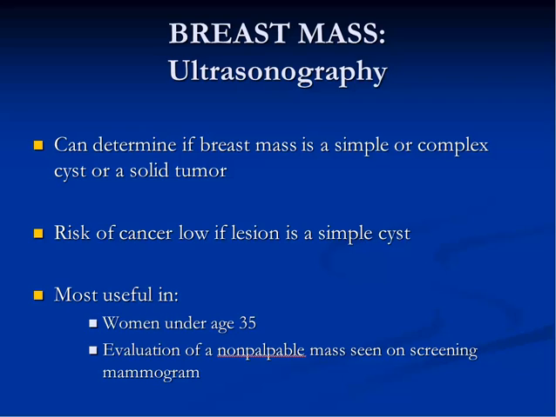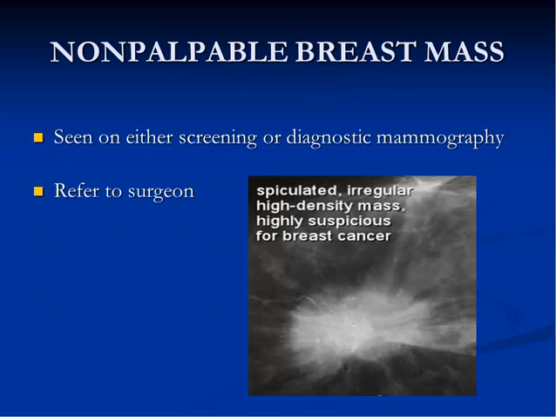Breast ultrasound should be part of the evaluation of all women with a breast mass. It can determine whether the breast mass is solid or cystic. Simple unilocular cysts on ultrasound are considered benign. If a mass is seen on mammography but is not palpable, the patient should also be referred to a surgeon for further evaluation. A major benefit of mammography is that it can detect breast cancers 1 to 2 years earlier than detection by physical examination.